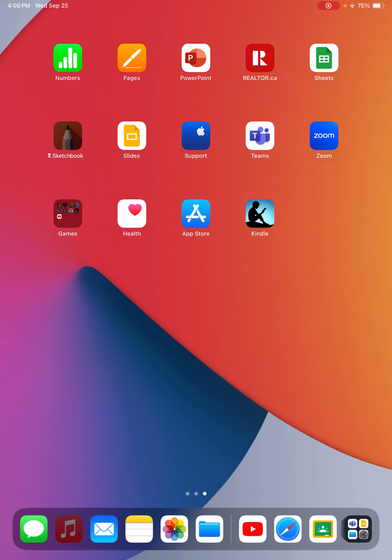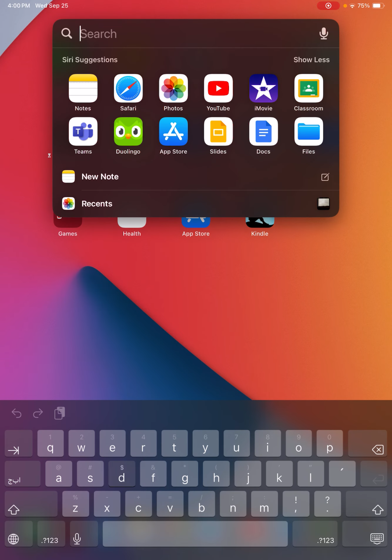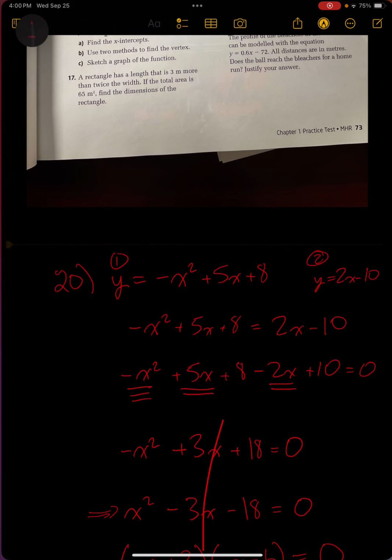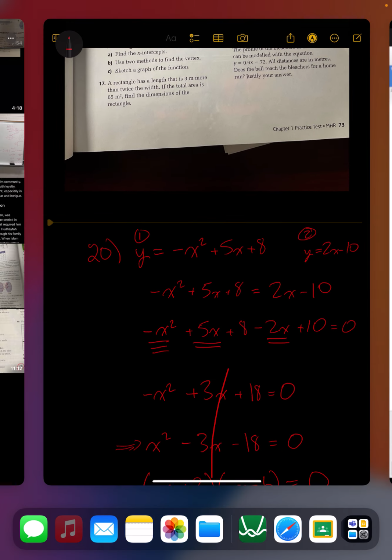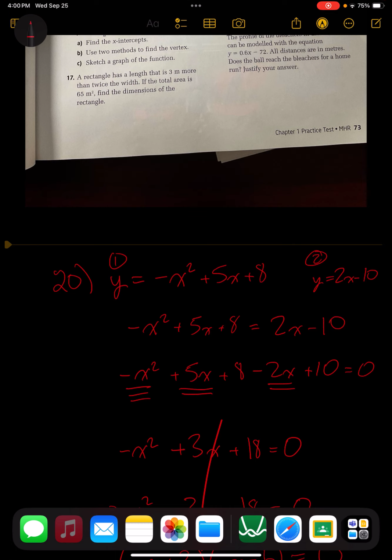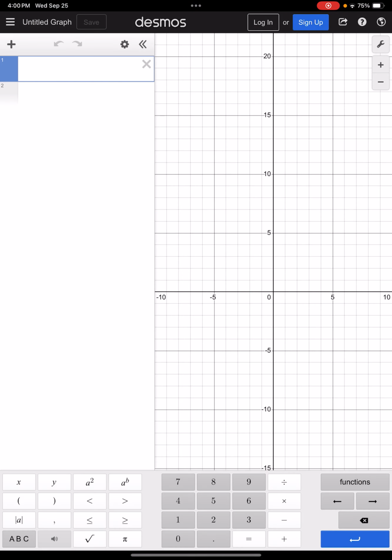Now, let's see if we can graph that. Let's open up Desmos, and let's go ahead and graph it. The truth is I don't know how to make two things on the same screen. So we have y equals 2x minus 10.